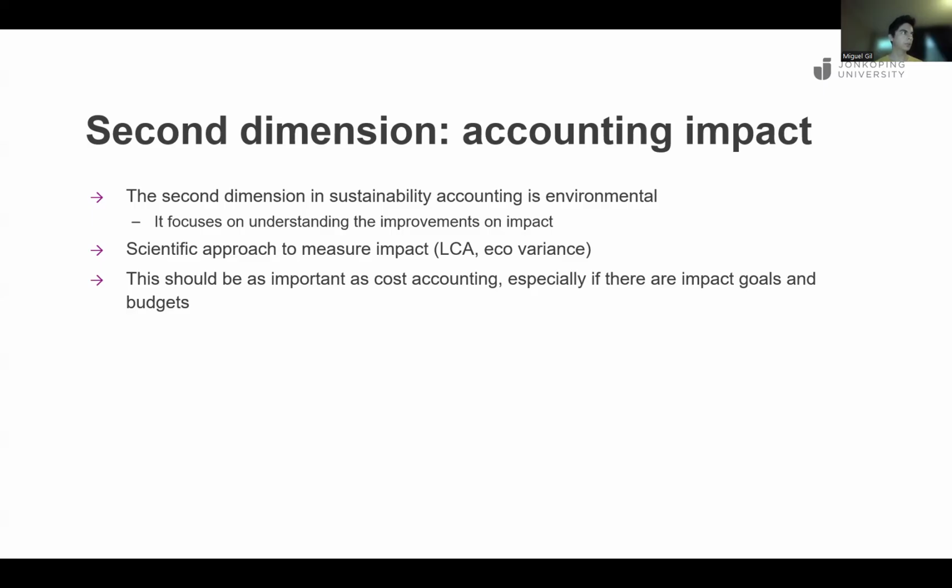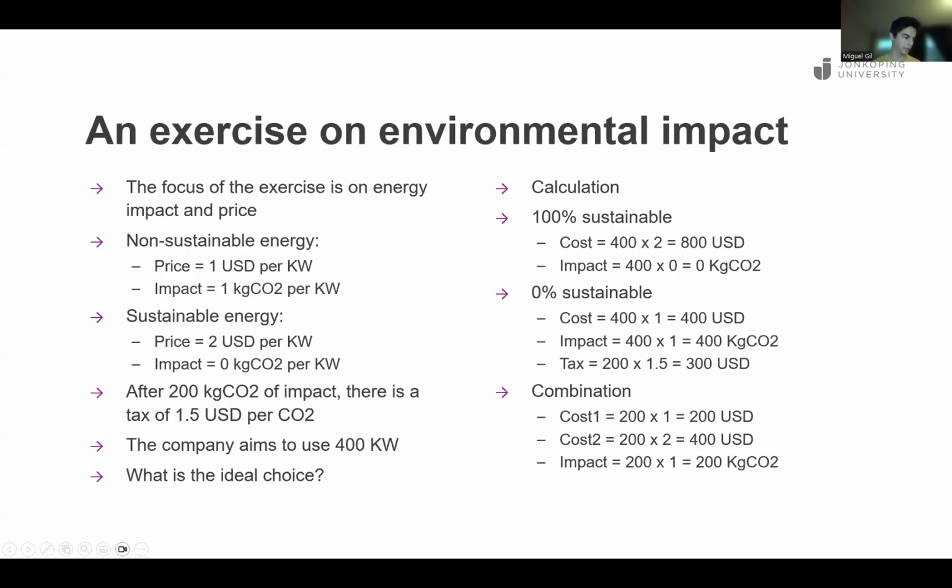It's very important for accounting because it combines the two things that matter in sustainability. The financial aspects, because we need to pay some money and make sure we have the ideal decision, like we learned yesterday, but now we also include the impact side. So we will have the two things that matter, the environmental impact and the money. Let's do an exercise on this, and I think everything will be clear.